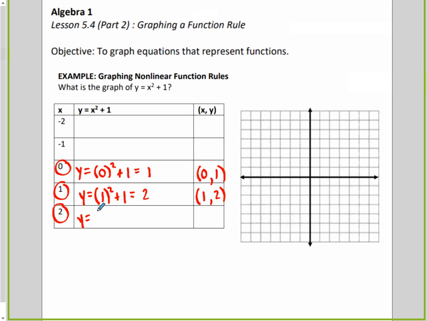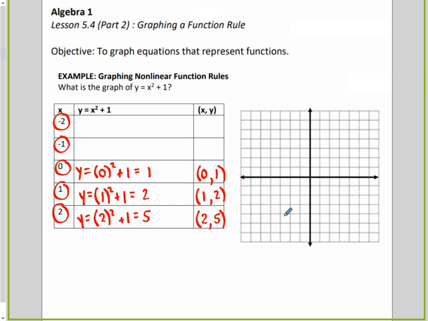I like to always make sure that I put my x in parentheses, especially if I'm going to square it. Because if you use your calculator to do this, you're going to want to make sure that's in parentheses, especially when we start putting negative numbers in for x. If you don't use parentheses around the x, it's going to give you an incorrect answer. All right, so 2 to the second power is 4. 4 plus 1 is 5. So when 2 is my input, 5 is my output, and we'll go ahead and graph those now. And then we'll go ahead and do the negatives, all right?